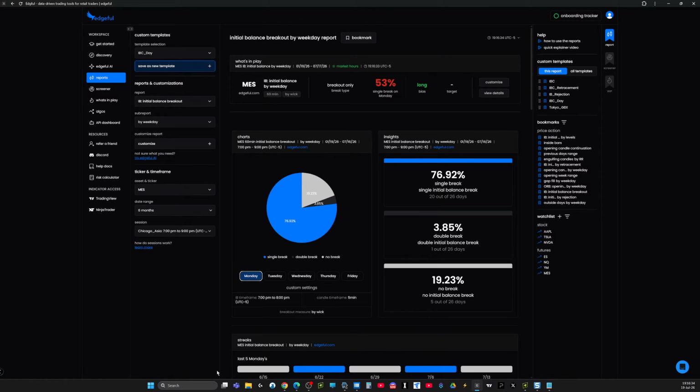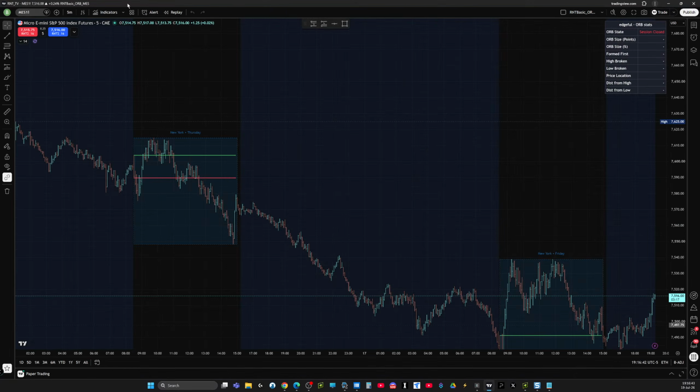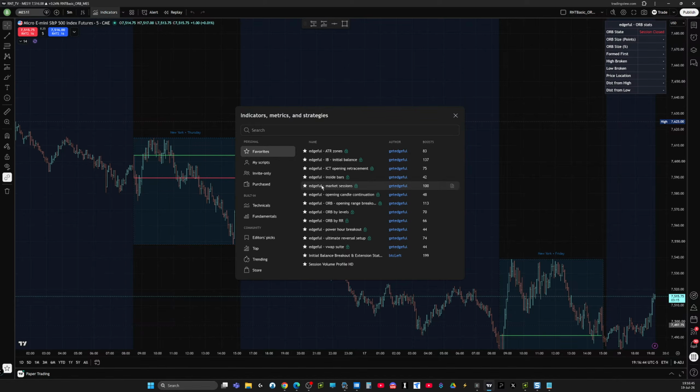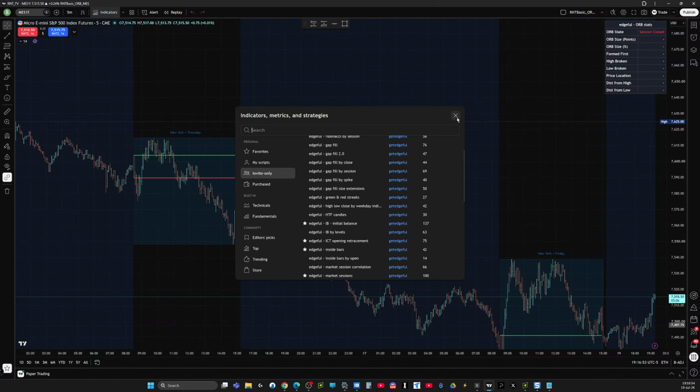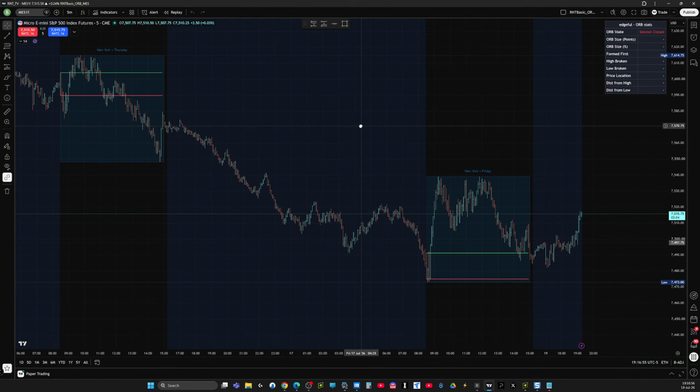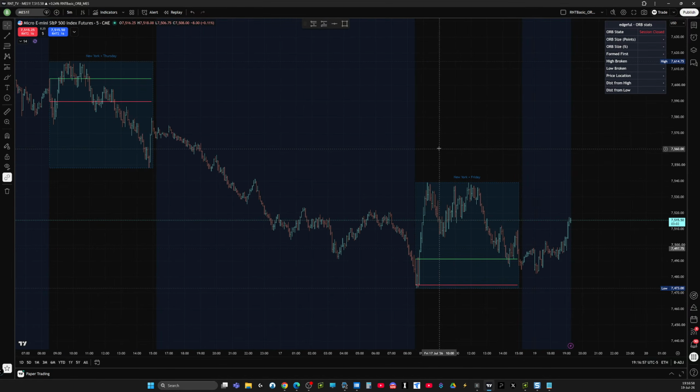Okay. And one of the things that comes with a subscription to Edgeful is a whole bunch of indicators here, which are pretty cool. Well, these are invite only. A whole bunch of them. I've only tried out a couple, 3, but pretty cool. So one of the things that happens here is the session indicators is one of the indicators, and the IB is another one.